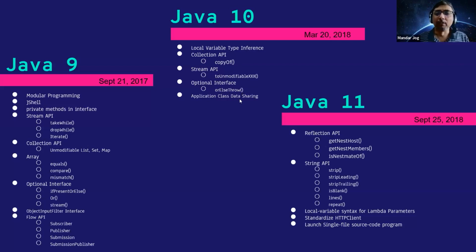And then there is application class data sharing. A few of the methods are related to performance. A few of the methods are related to deployment. So this is used at deployment: how do you share the application classes and all that?